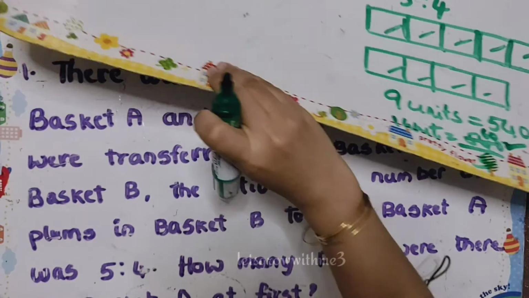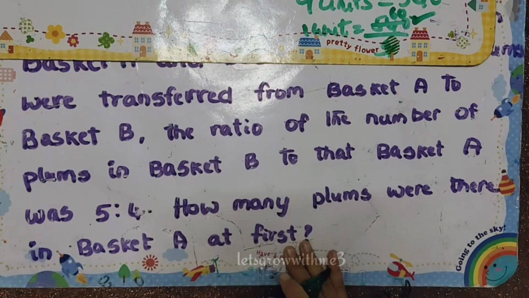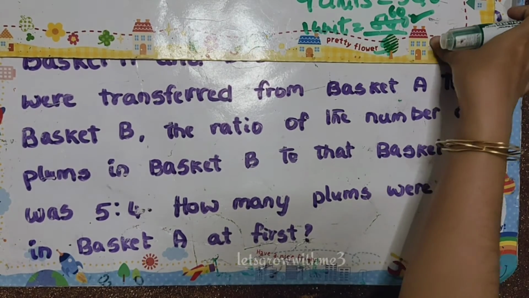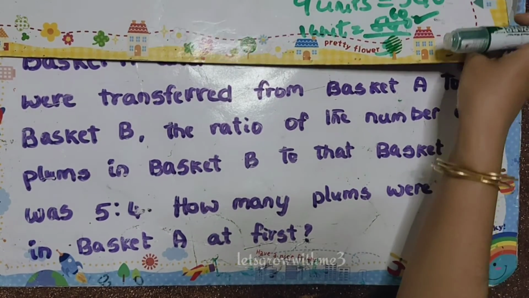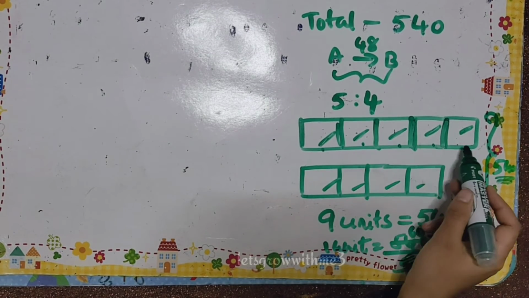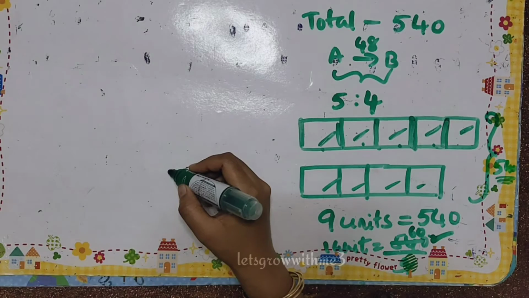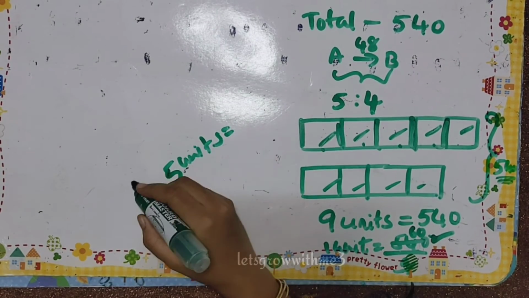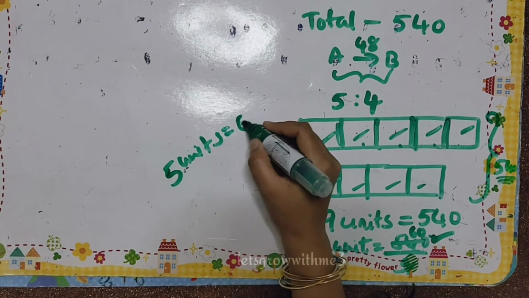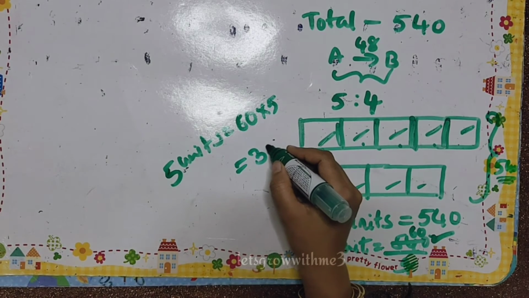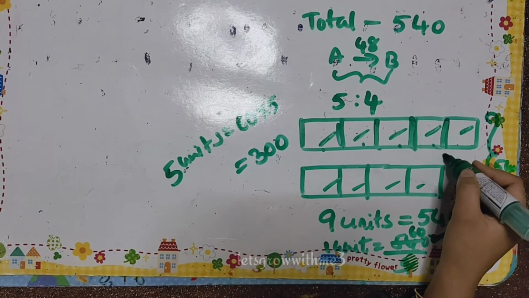So now what is the question? He is asking how many plums were there in basket A at first. So basket A, how many units? Total 5 units. This is after the operation, right? Because before the operation there will be 48 more plums. So we got 1 unit is equal to 60, then 5 units is equal to how much? Which is 300.